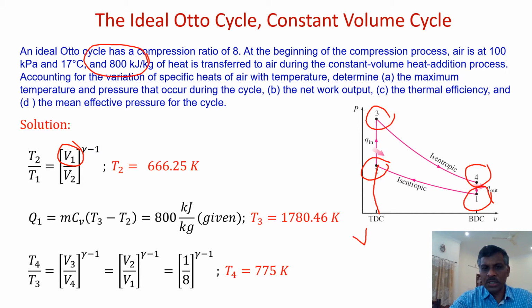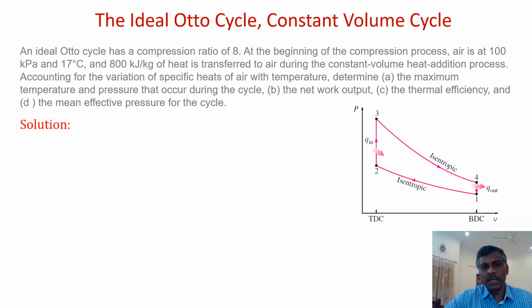It's a constant volume process, 2 to 3. So instead of V3, we can put V2, and instead of V4, we can put V1. So it is V2 by V1. V1 by V2 is 8, so V2 by V1 is 1 by 8. So directly you can calculate the temperature T4. Now you know all the temperatures. T1 is given, isn't it? 290 Kelvin. T2 is known, T3 is known, T4 you have found out. So once all the temperatures have been found out, then it's very easy.